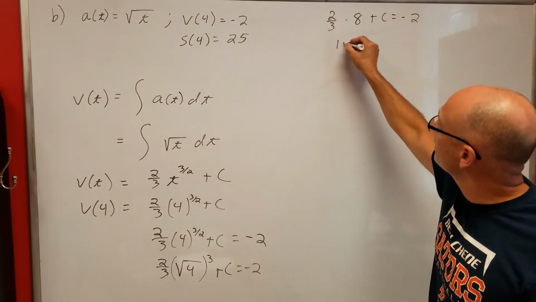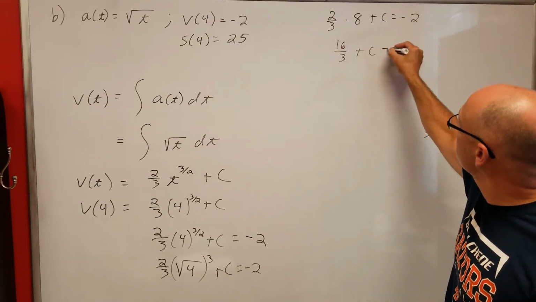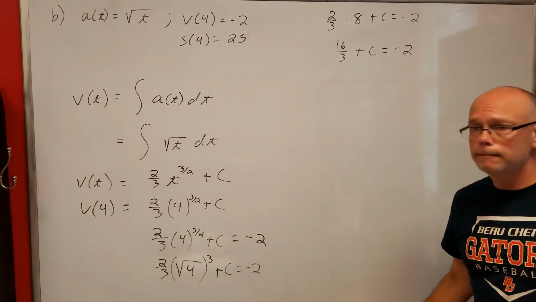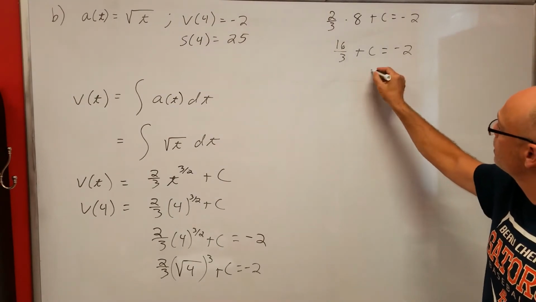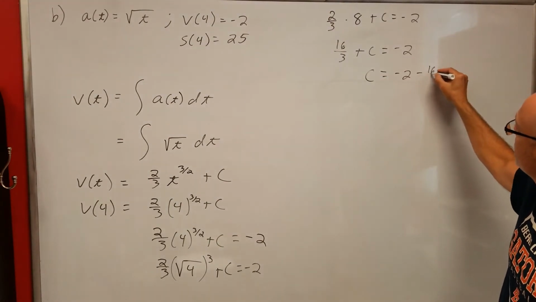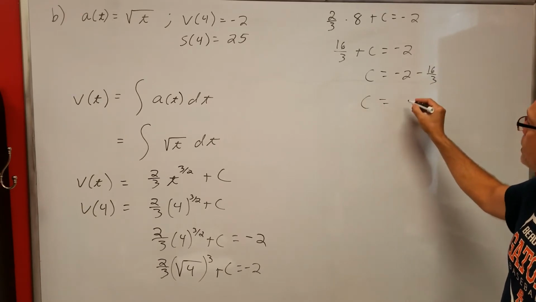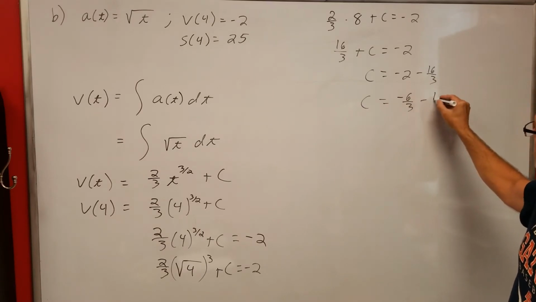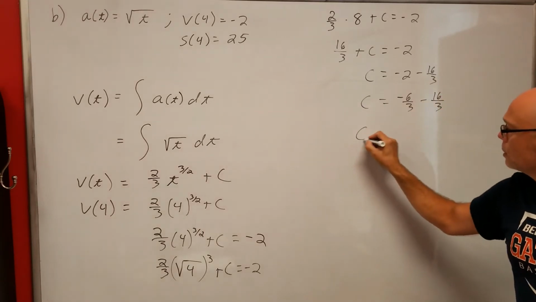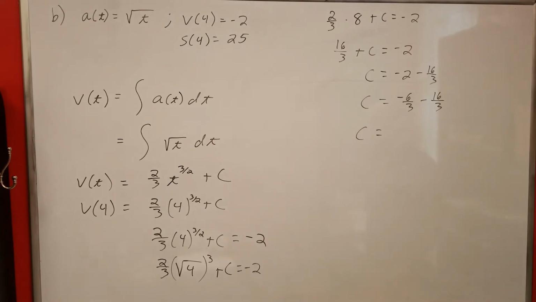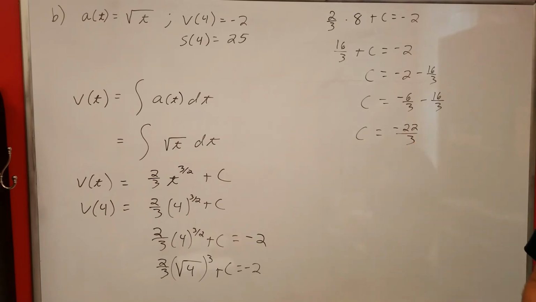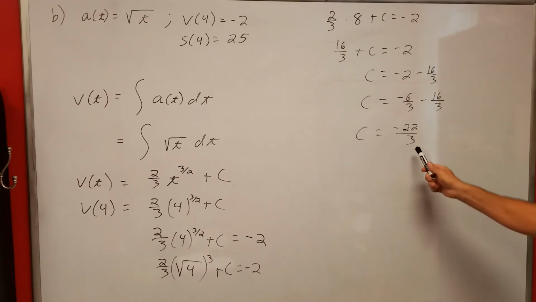Now if I multiply this, I get what? 16/3 plus c is equal to -2. Now let's solve for c here. So we'll go ahead and subtract 16/3. So c is equal to -2 minus 16/3. Or what could I say? Instead of -2, what could I call that? -6/3 minus 16/3. So what does that give me? -6 minus 16 gives me -22/3, right?